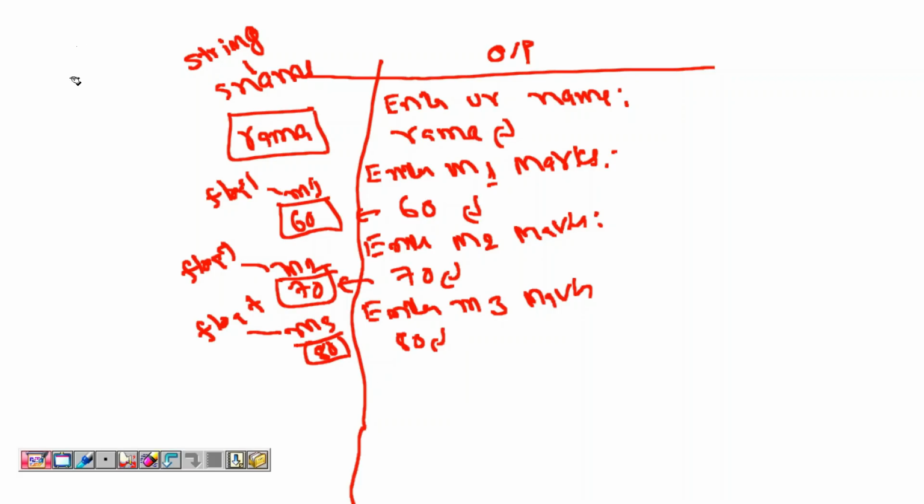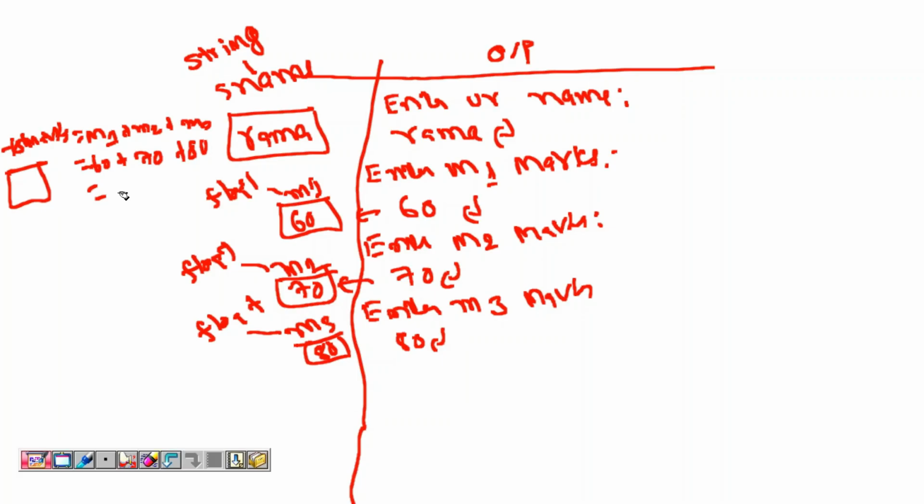Now, guys, first what do we have to calculate? Total marks. How to calculate total marks? Total marks equal to M1 plus M2 plus M3. What is that? 50 plus 70 plus 80. What is the value?